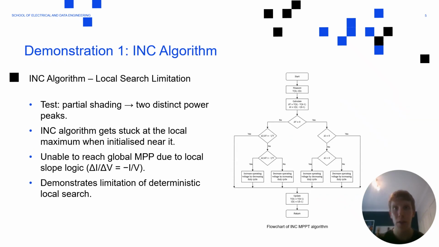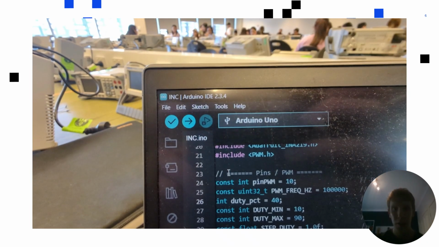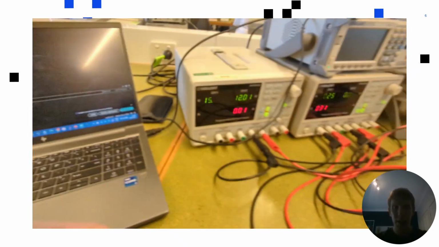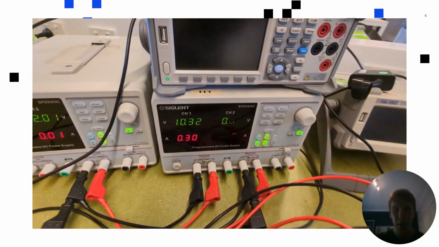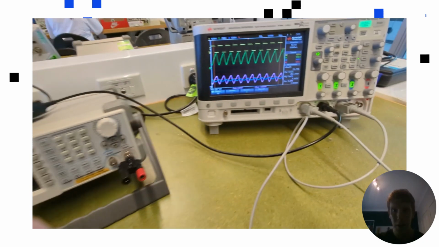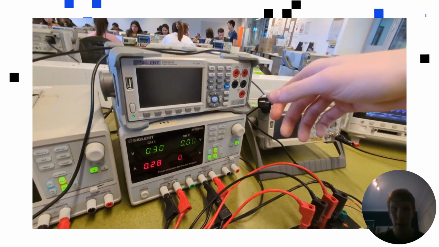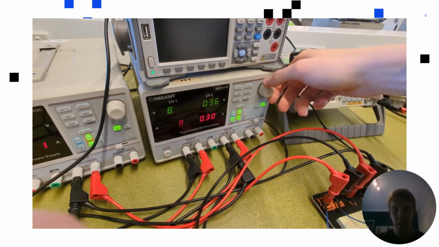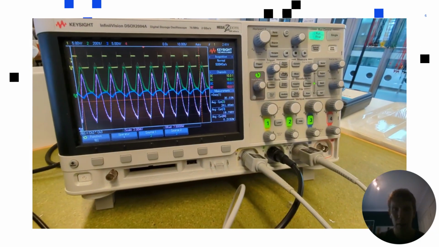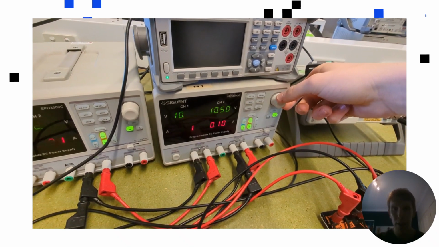The first stage of this project involved the development and testing of the INC algorithm and demonstration of its limitations in partial shaded conditions. So this video shows a demonstration of the INC algorithm test lab setup, specifically the partial shaded condition, where we'll be switching between uniform irradiance conditions and partial shaded conditions. This is done by adjusting the secondary current limit value, which we've done here, and it is increased from 2 watts to around 5 watts.